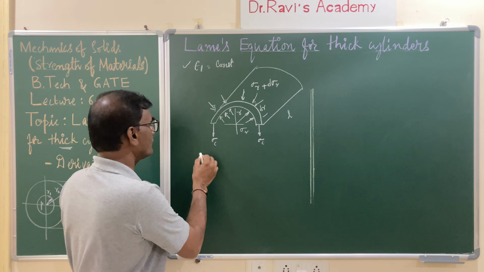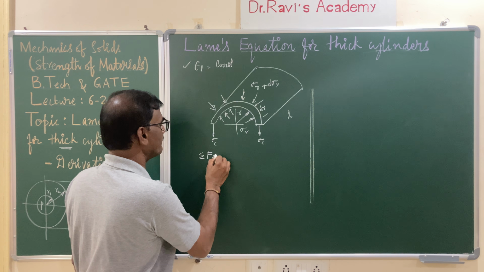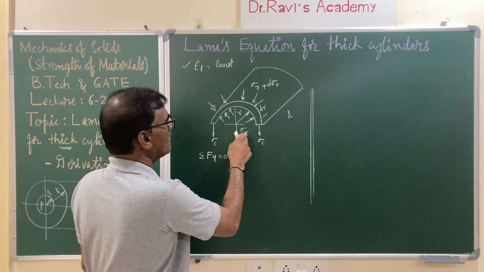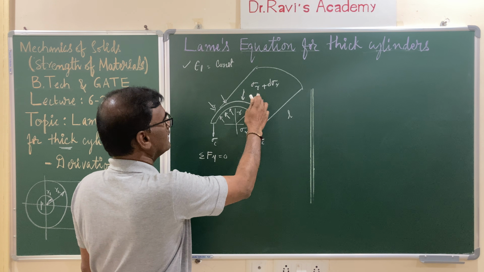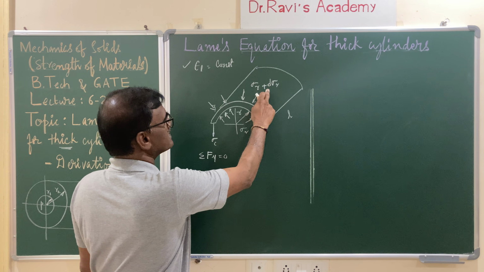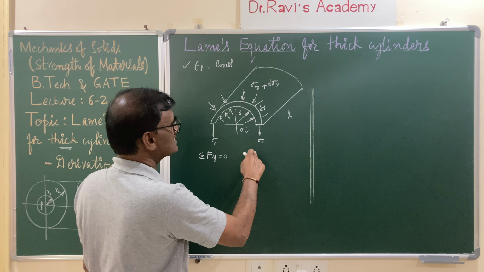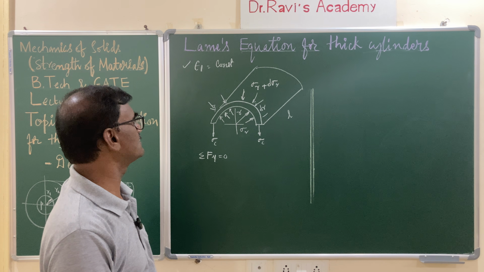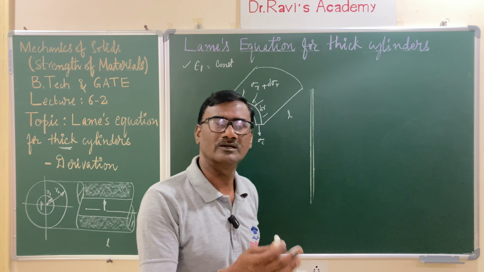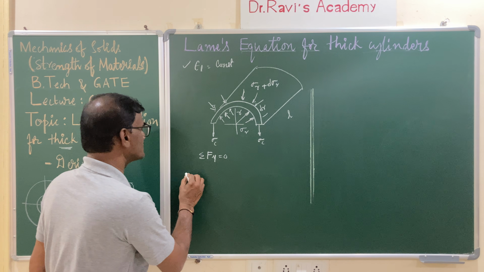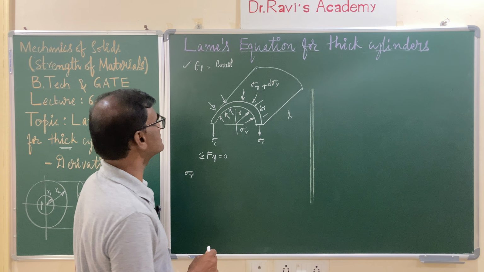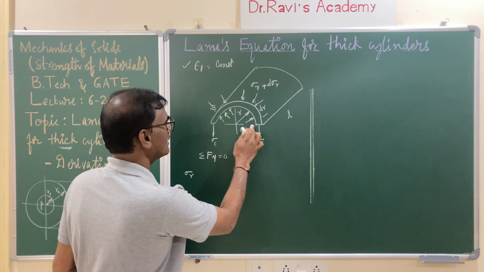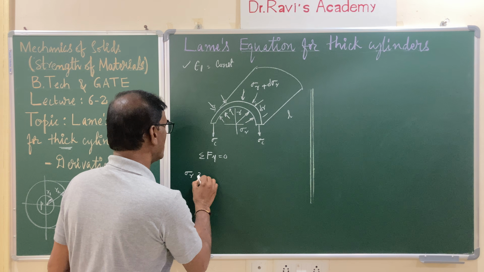So let us write the sum of all the forces along the y direction, that is sigma Fy equals 0. Here the force contributed by sigma r acts upwards, positive, and sigma r plus d sigma r is negative, acting downwards, and sigma c also downwards. Let us write these three terms multiplying appropriate areas. First, sigma r, the stress, and the projected area is r plus r, that is 2r, and the length is L, so 2rL.